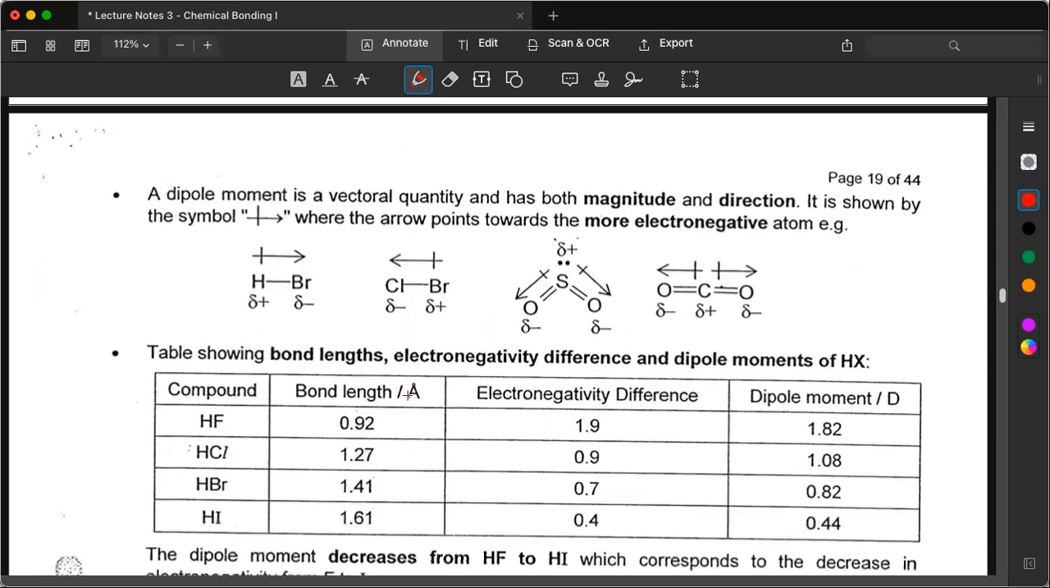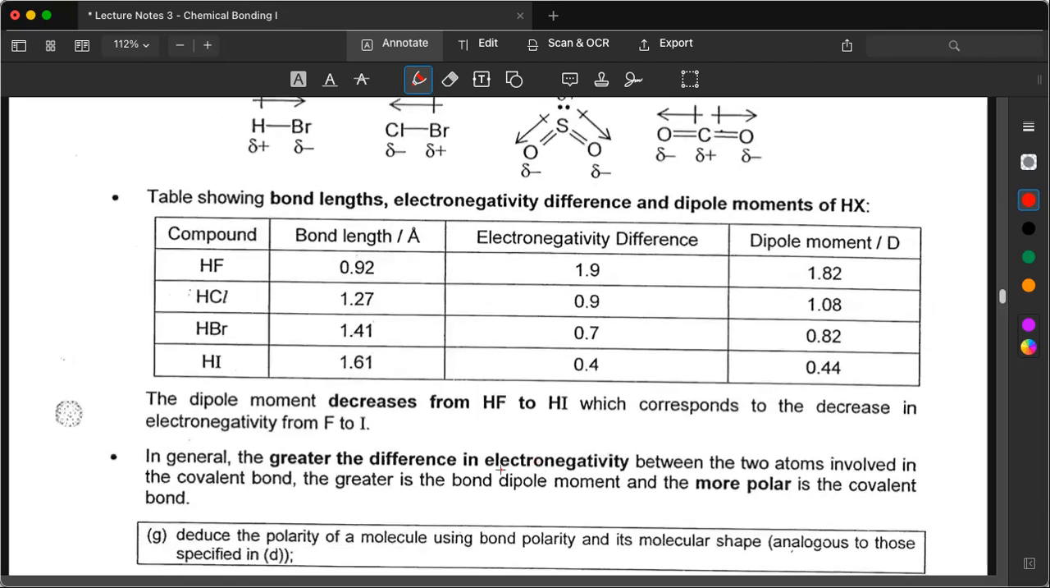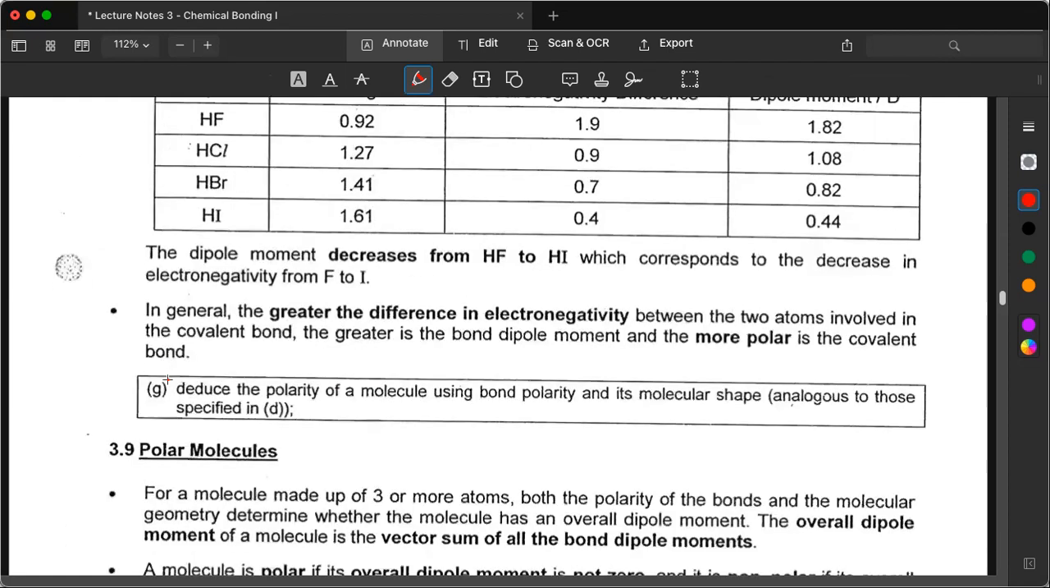Now, this is a table that shows the bond length, electronegativity difference, and the dipole moment of the various halide compounds. So we can see that the dipole moment decreases from HF to HI, which corresponds to a decrease in electronegativity. In general, the greater the difference in electronegativity between the two atoms, the greater is the bond dipole moment, and hence the more polar is the covalent bond.